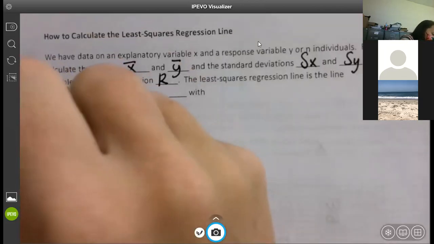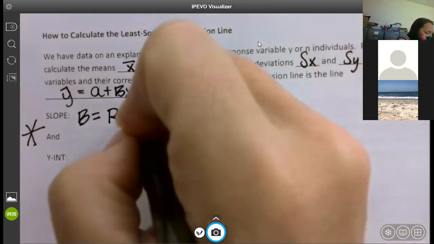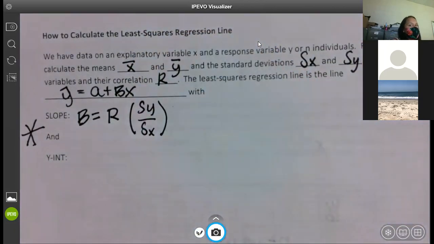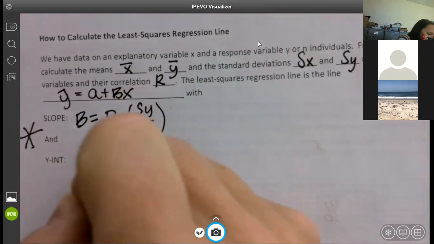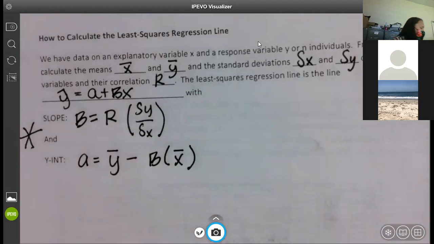To find your slope, you do need to remember this formula. B equals R times the standard deviation of Y over the standard deviation of X. Remember your slope formula anyway is the change in y over the change in x. You guys know that? And then we multiply it by the residual. Okay, we multiply by the residual. And then your y-intercept is y bar minus b times x bar. Not y hat, y bar.